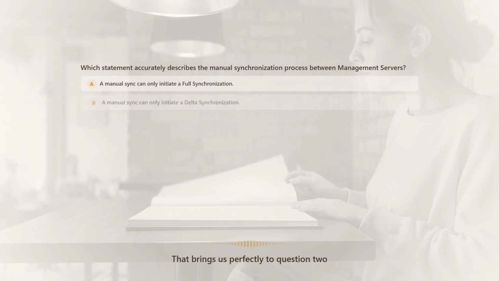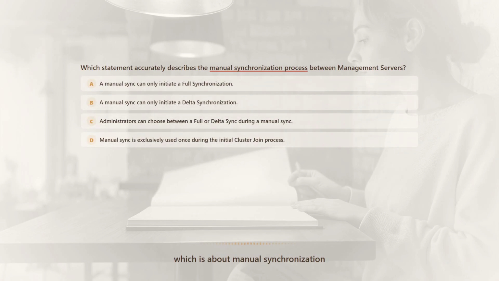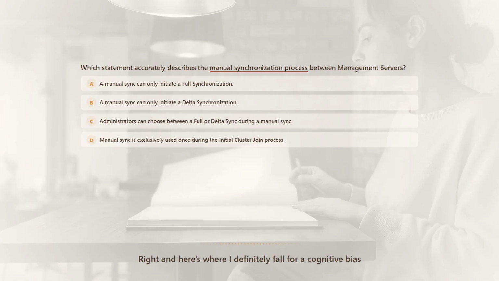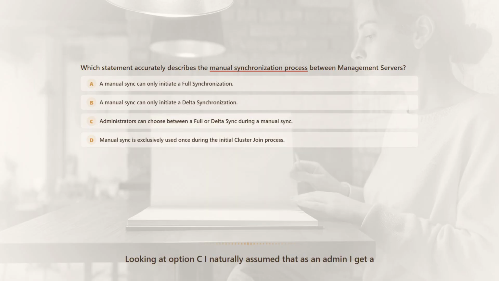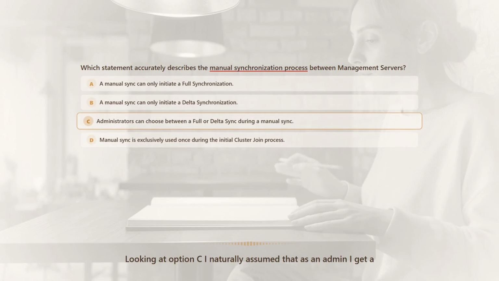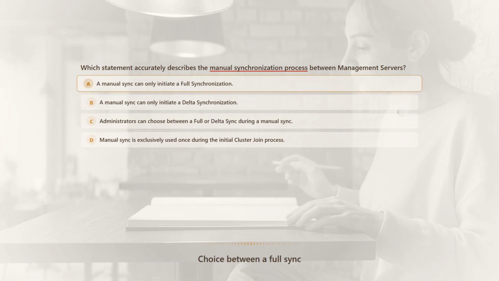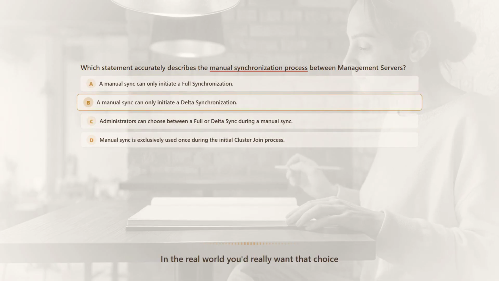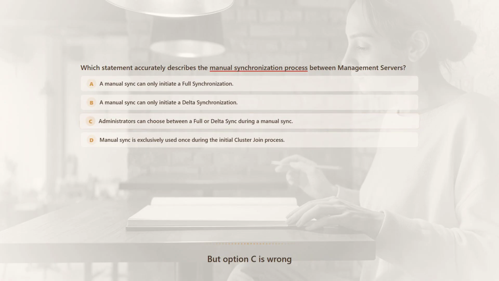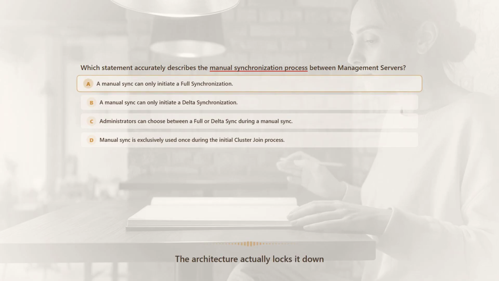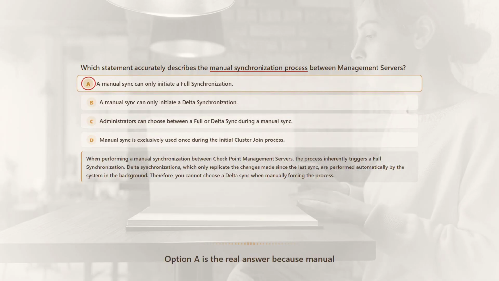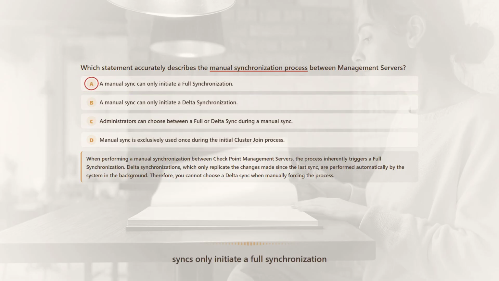That brings us perfectly to question 2, which is about manual synchronization. Right. And here's where I definitely fall for a cognitive bias. Looking at option C, I naturally assume that as an admin, I get a choice between a full sync or just a delta sync. I mean, in the real world, you'd really want that choice. But option C is wrong. The architecture actually locks it down. Option A is the real answer because manual syncs only initiate a full synchronization.